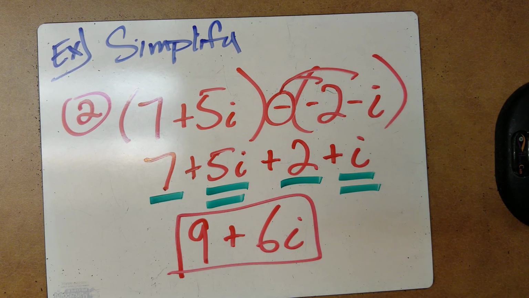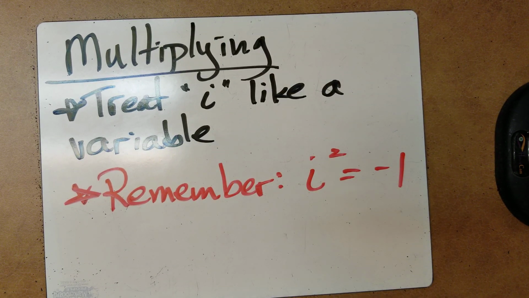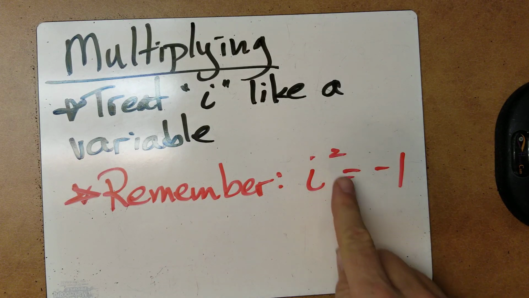That is perfect. Okay, well, how about multiplying? Here's our third goal today. I want you to treat i like it's a variable. And then I want you to remember that i squared equals negative 1.